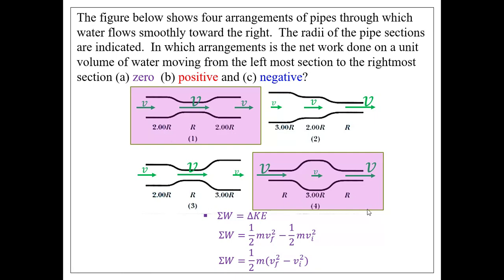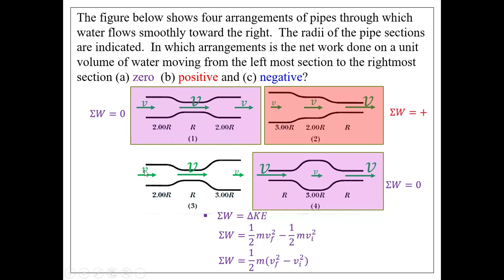Now we're looking for one that's positive work. Well, in order to have positive work, you have to be speeding up. So the only diagram that fits that would be diagram 2. The water flow coming in is slow, aka V is small, and then as it exits through this narrow portion, it speeds up. So V is large. A large number minus a small number is a positive value. So this one will be positive.